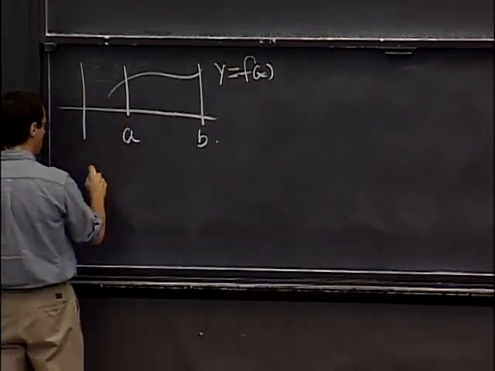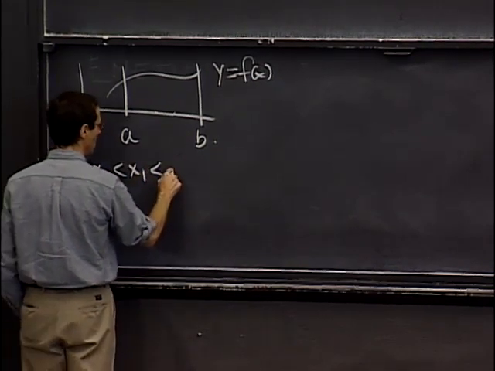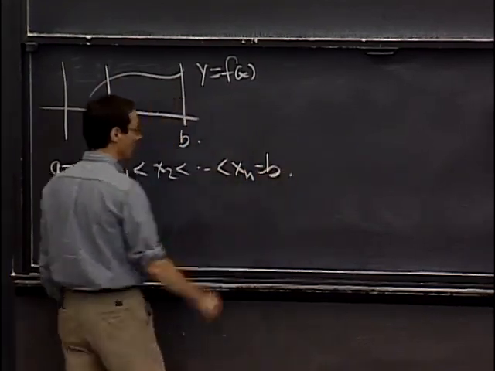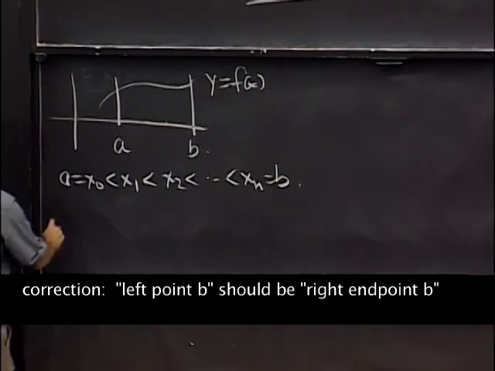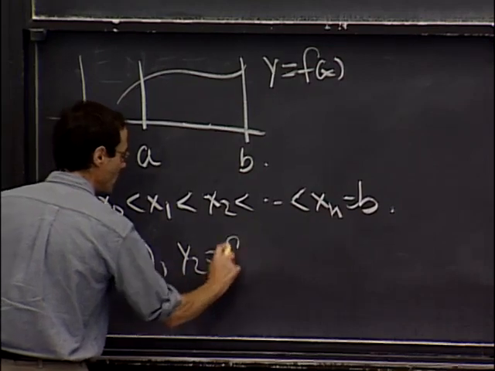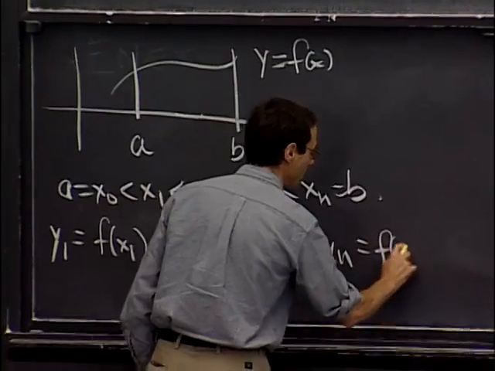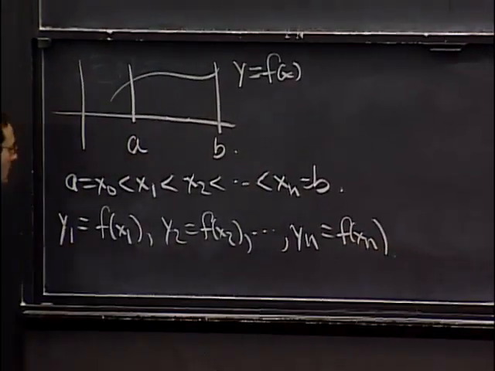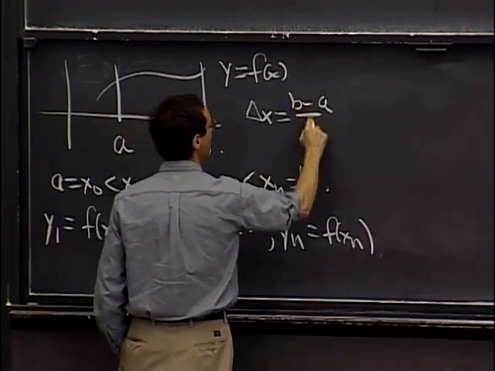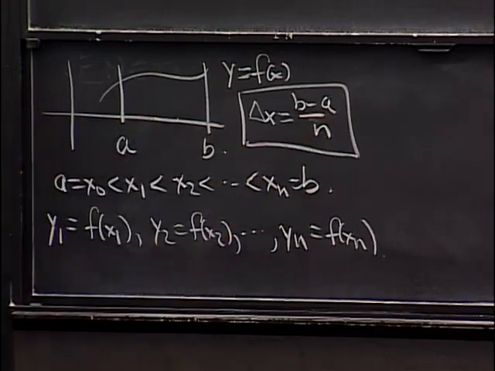Namely, if you take equally spaced points here, starting with x0, x1, x2, all the way up to xn, which is the right point b. And then we have values y1, which is f of x1, y2, which is f of x2, all the way up to yn, which is f of xn. And again, the spacing here that we're talking about is (b minus a) over n. All right, so remember that spacing. That's going to be the connection that we'll draw.